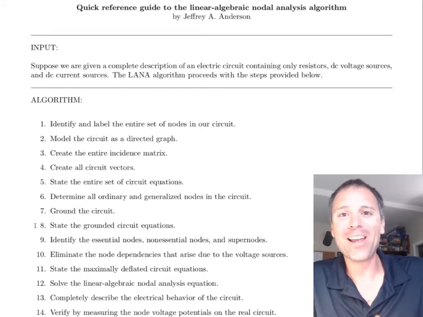Welcome back. We are in the LANA Algorithm Example 2. We're working our way down through the steps one by one. In this video, we're going to focus on step 8, which is to state the grounded circuit equations. This is a revisit of step 5, in which we stated circuit equations, but we're going to use the information that we did in step 7 when we grounded the circuit to eliminate all reference to the ground node in each of our circuit equation types.